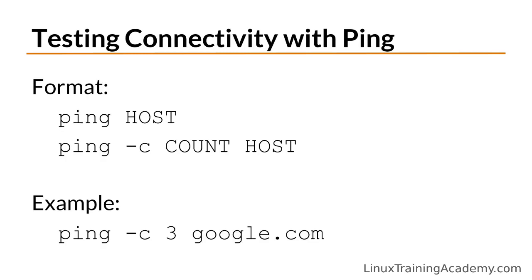If you're having trouble connecting to a host over a network, one of the first things you can do is to ping the host. The ping command sends one or more ICMP packets to a host that you specify and waits for a reply. To use the ping command, simply run ping and provide a host name or an IP address. By default, ping will keep sending packets until you stop the program with Control-C. If you want to specify the number of packets to send, use the -c option. For example, to send 3 packets to google.com, run ping -c 3 google.com.